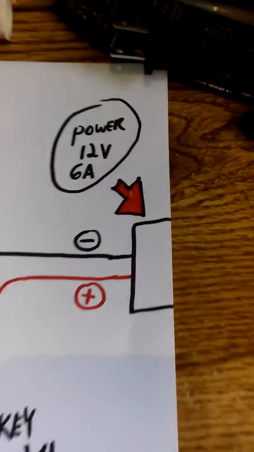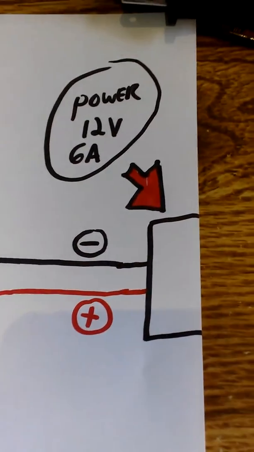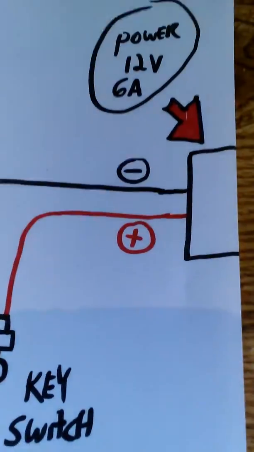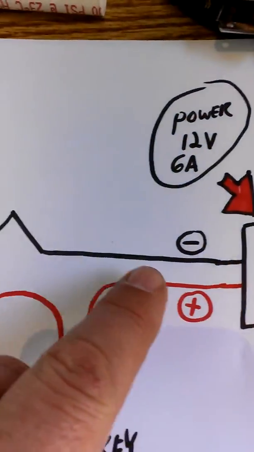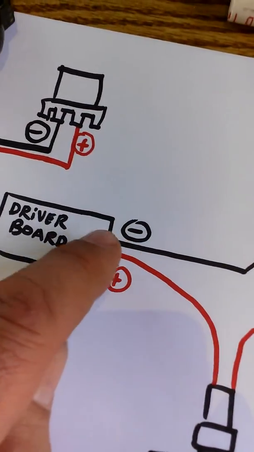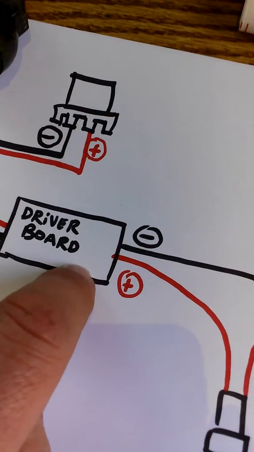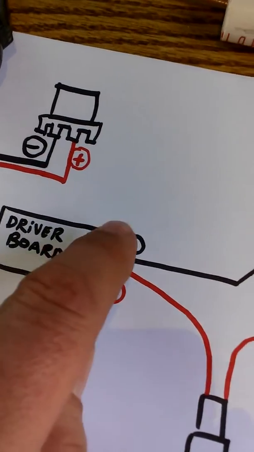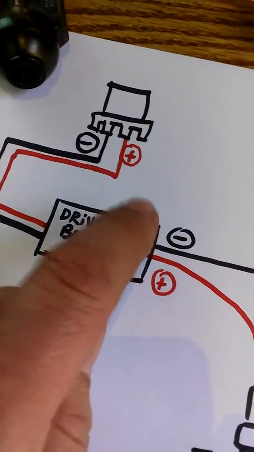For the wiring, power supply 12 volts, 6 amps. There's our buddy right there. The negative wire goes directly to the driver board. Okay? No brakes, no nothing. Just wire it to the driver board negative.